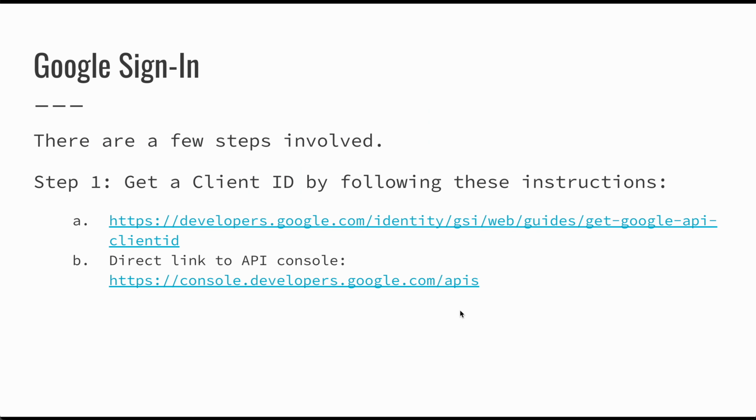So there's a couple of steps involved, and we're going to work through some of the screenshots and give you pointers to exactly where you use these things. So step one is you need to get a client ID, and there are instructions. There's a link right here, consoles.developers.google.com/APIs. There you can get direct access to setting up your credentials necessary to actually have an authentication system that uses the Google login on your site.